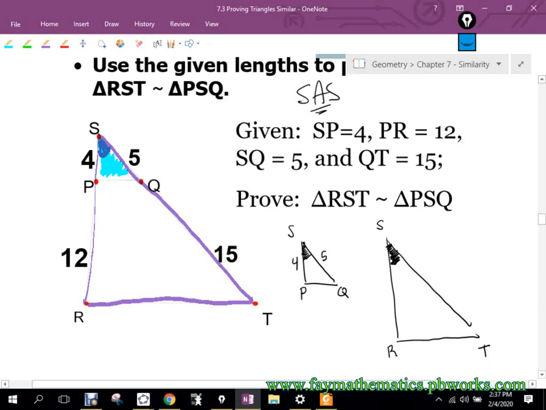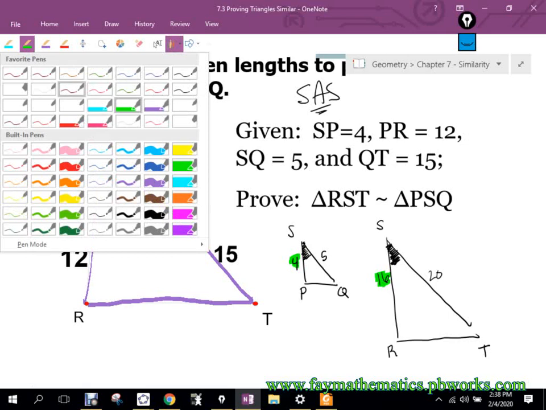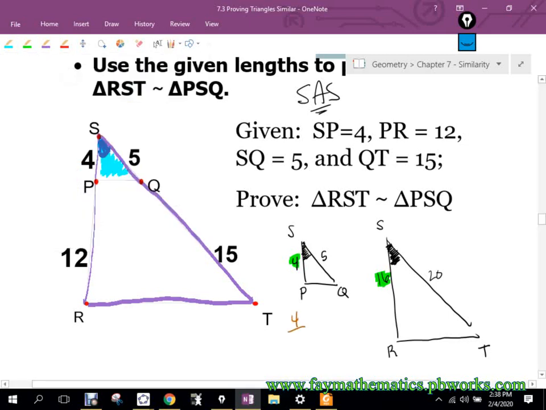How long is S to R? 16. How long is S to T? 20. Okay? So if these two shapes are similar, the smallest side in this one should match up to the smallest side over here. Does that make sense? So 4 to 16 should be my comparison.